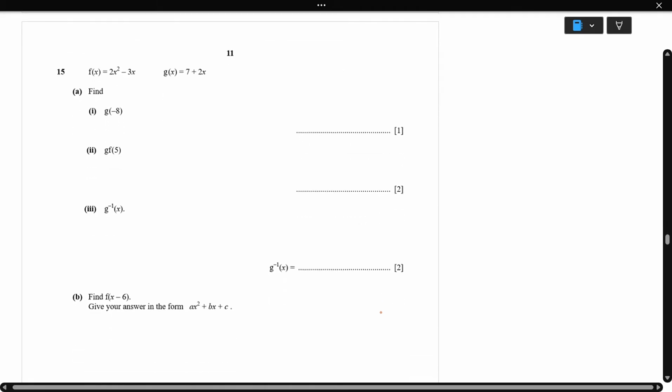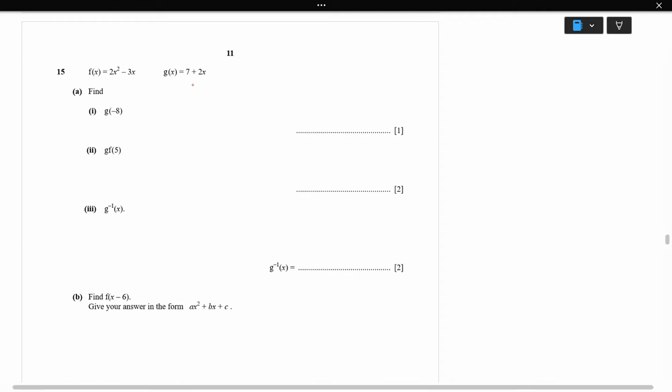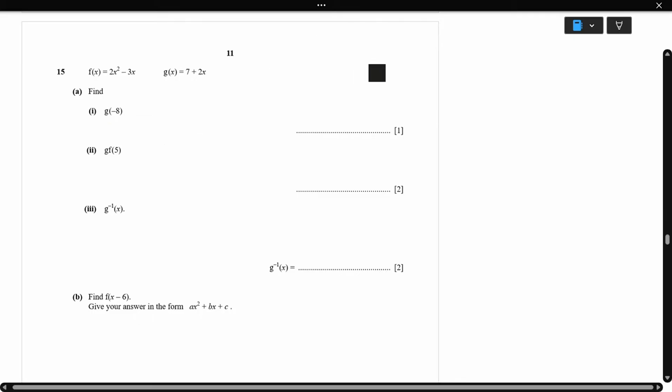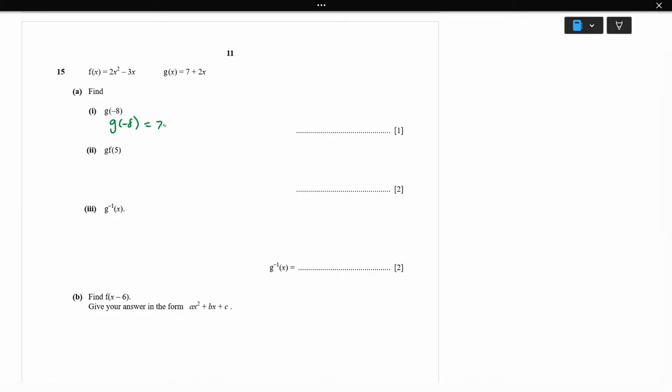Next, question 15. f of x equals 2x squared minus 3x, g of x equals 7 plus 2x. So g of negative 8 equals 7 plus 2 of negative 8. So the answer is going to be negative 9.